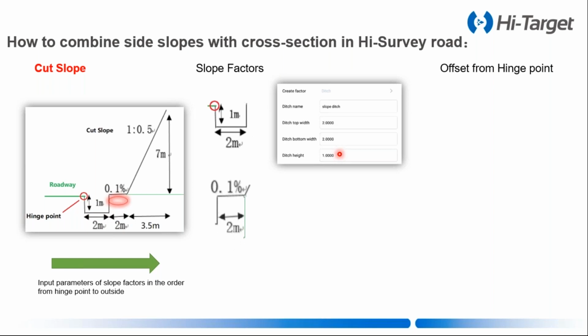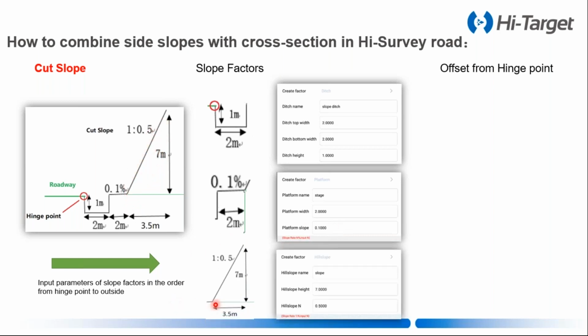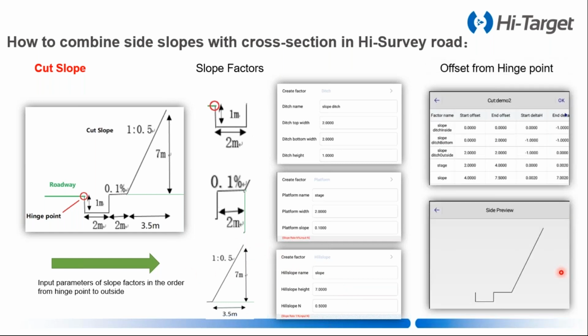After that, the stage is very similar. We input the name, the width, the gradient. Then next step, you can see this is the slope. Then we input the parameters of this slope. After that, this is the result. You can see.